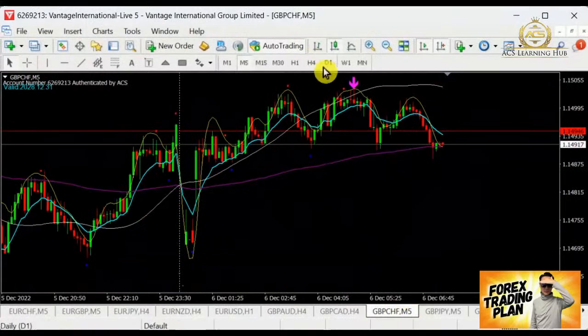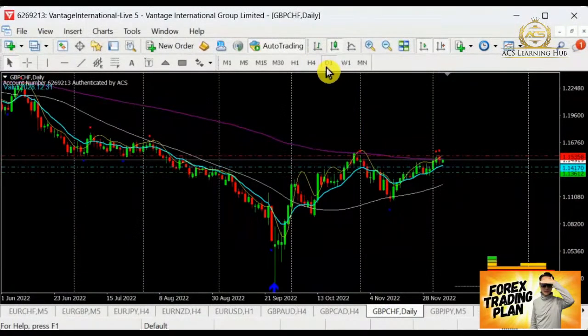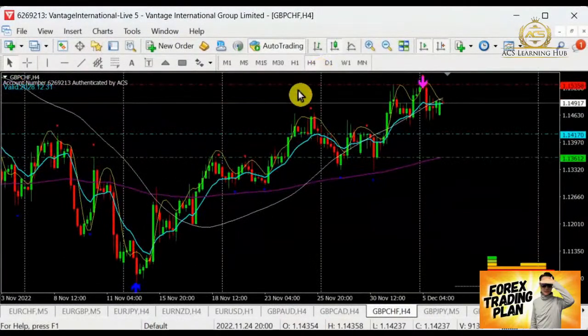Let's see pound franc. Looking at pound franc over here, we are actually in a bull. The bull has made up with a resistance here. So yesterday we made up with a resistance. Today, will there be a chance to look out for a selling?